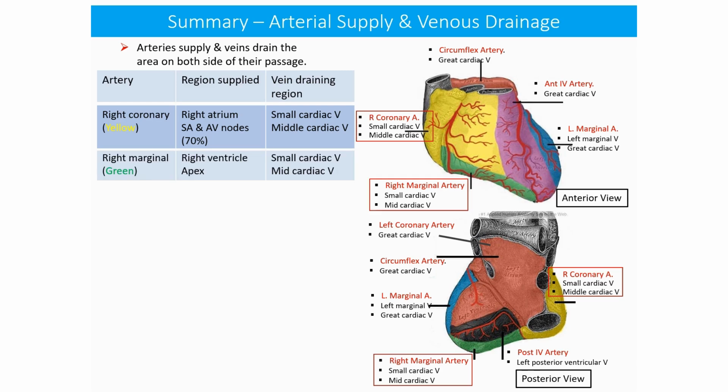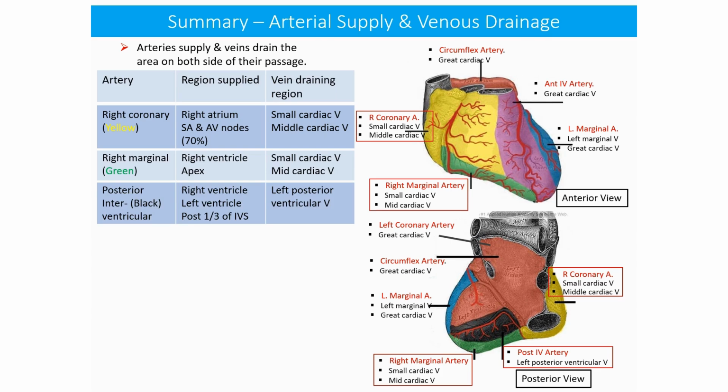Number two, a strip along the inferior margin of the heart, that is right ventricle, including the apex of the heart, is supplied by right marginal branch of right coronary and drained by small cardiac vein and middle cardiac vein.